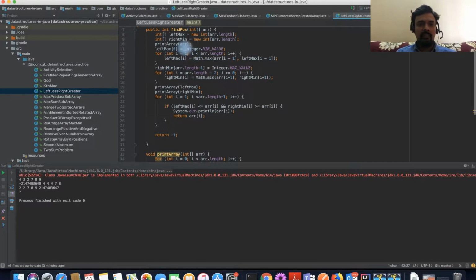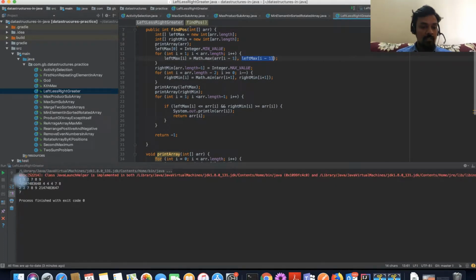The left max is initialized to Integer.MIN_VALUE. It can be the zeroth element in the array as well, but I've used Integer.MIN_VALUE. The size of the left max array is the size of the array itself. So for integer i equal to 1 and i less than the input array length, the left max of i is calculated as the max of the previous element in the array and the element in the left max array.